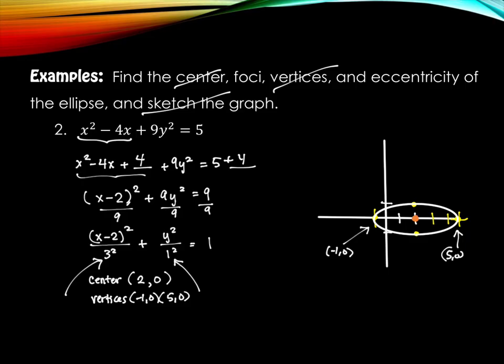Well, foci actually is found by having the c squared value, and it's the absolute value of the difference between a squared and b squared. So you can write the absolute values if you wish, but you can also just put them in the order that's going to give you a positive. I'm going to have 3 squared minus 1 squared. What's that going to give me? It's going to give me 10. Okay, but c squared is 10, so what's c? It's the square root of 10.